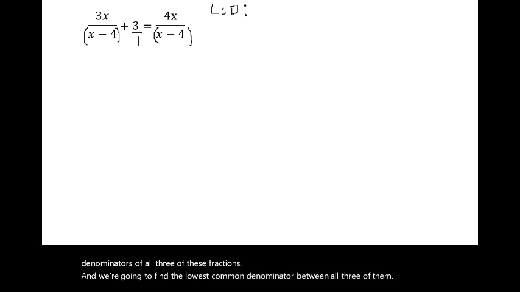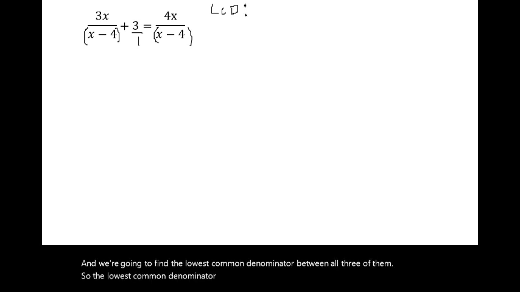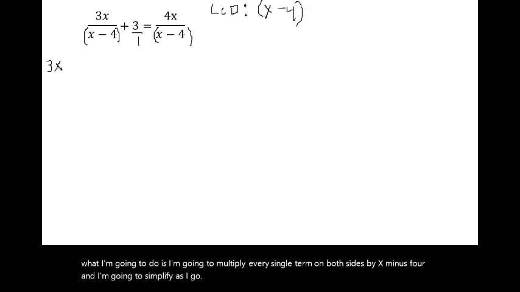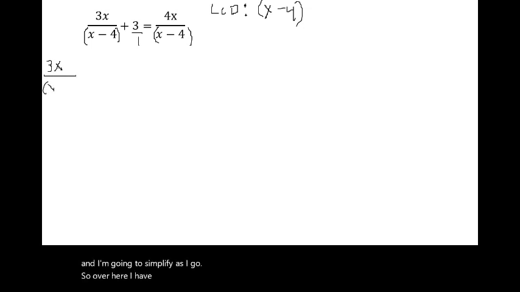So the lowest common denominator between x minus 4, 1, and x minus 4 is x minus 4. So what I'm going to do is multiply every single term on both sides by x minus 4, and I'm going to simplify as I go. So over here I have 3x over x minus 4. I'm going to multiply this term by parentheses x minus 4.